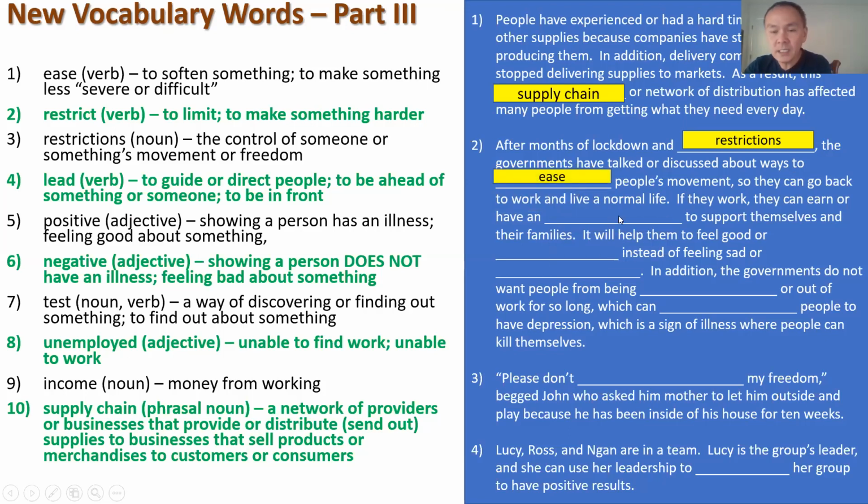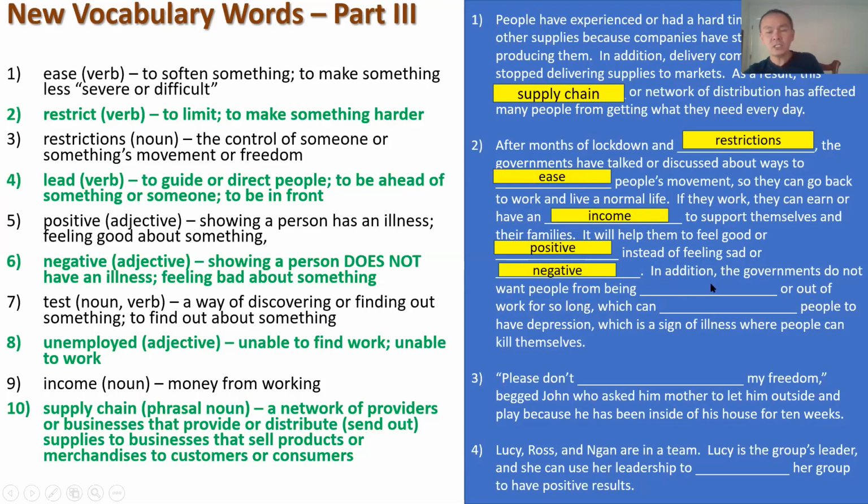Next one, income, okay? If they can earn or have an income. Well, when you work, you have an income. Next, it will provide them, it will help them to feel good. Which one means to feel good? Positive, okay? Or feeling sad is negative.